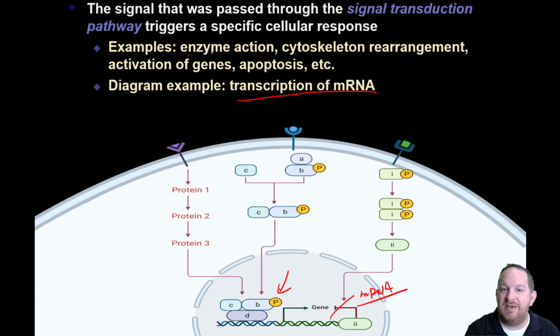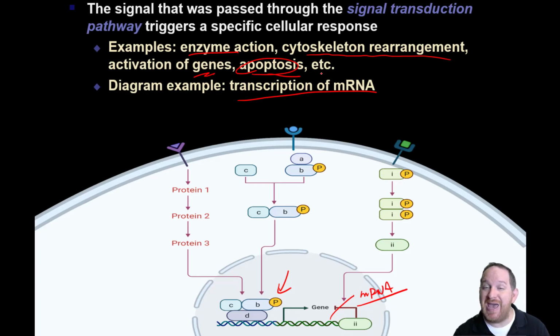Another is that we need some enzyme in the cell to start working. Or, start rearranging the cytoskeleton because we're going to divide the cell, mitosis. Maybe we need this gene activated or turned on. Or maybe we need the cell to undergo cellular suicide or apoptosis. So cells need to be able to do lots of things, and they need to know when to do those things. So the cellular communication is important because we can get all of these different responses depending on the ligand that binds to the receptor.